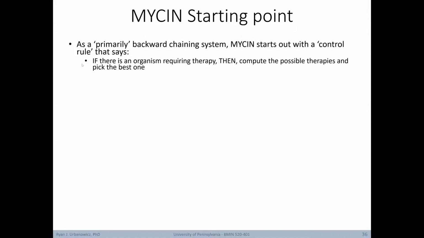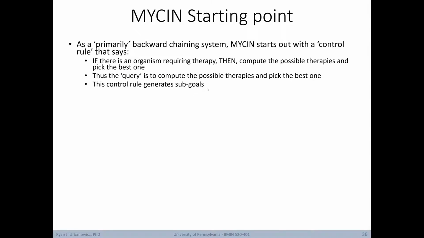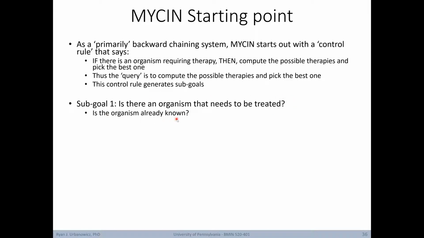And thus MYCIN starts out with a control rule that says if there's an organism requiring therapy, then compute the possible therapies and pick the best one. Thus, the query is to compute the possible therapies and pick the best one. This control rule generates sub-goals. The first sub-goal is: is there an organism that needs to be treated, including is the organism already known, and if not, conduct the reasoning process to begin identifying the potential organism or organisms.